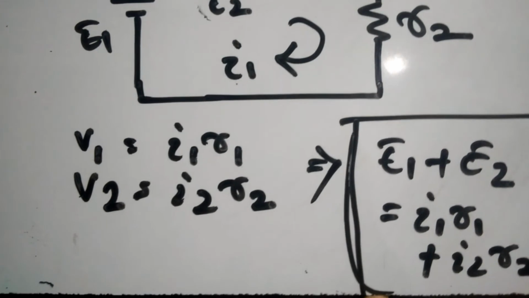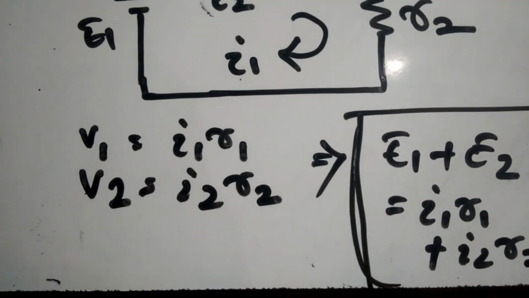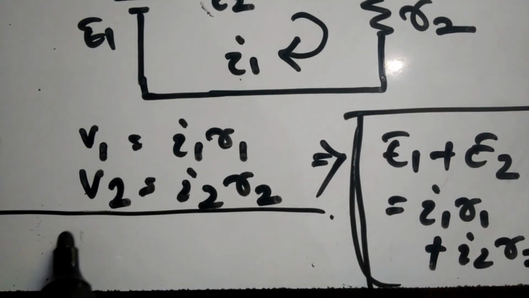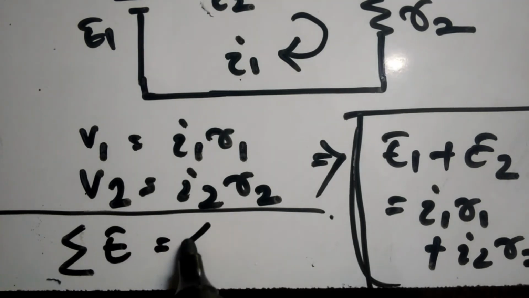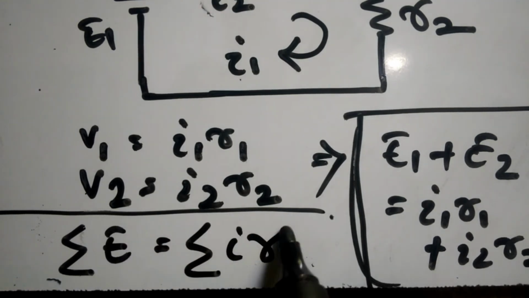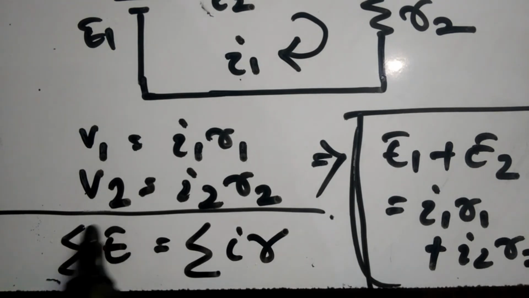So lastly we can write summation of E equal to summation of IR. Summation of E means summation of EMF. Summation of IR means the algebraic sum of IR drop.